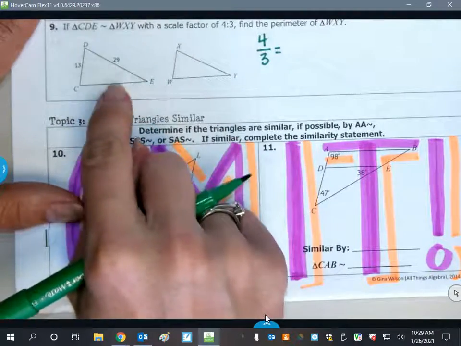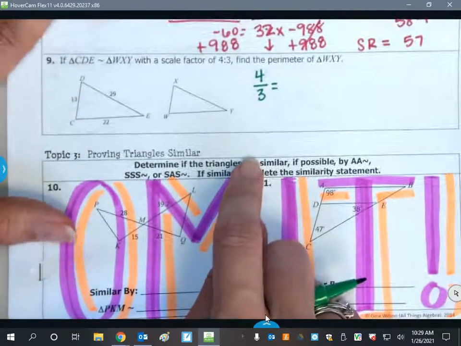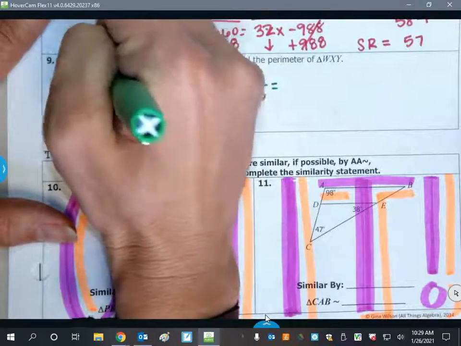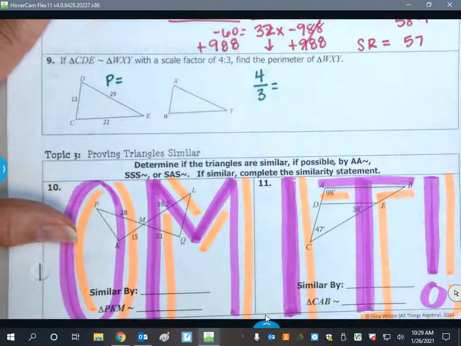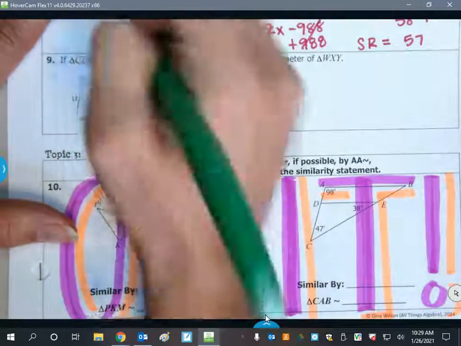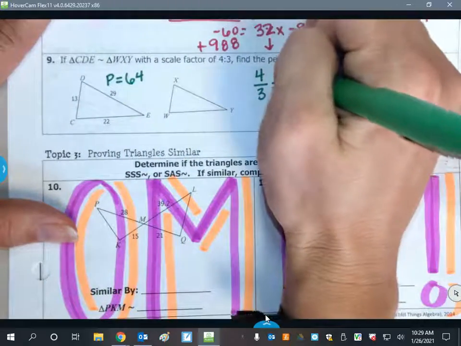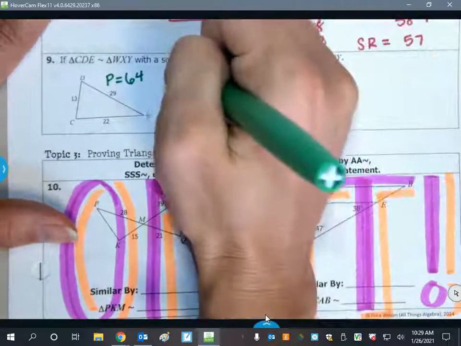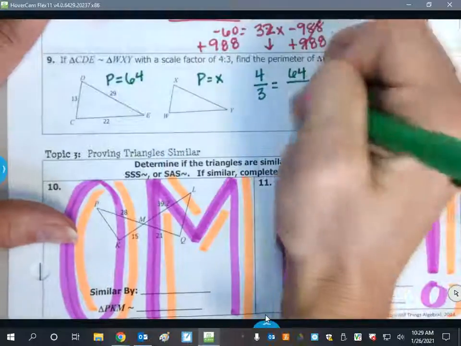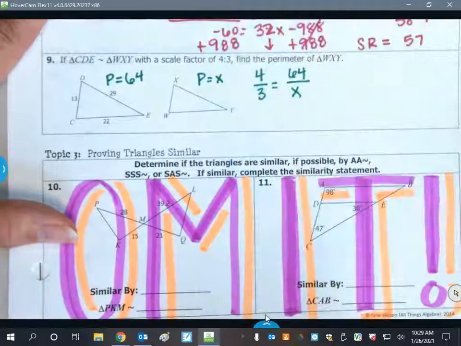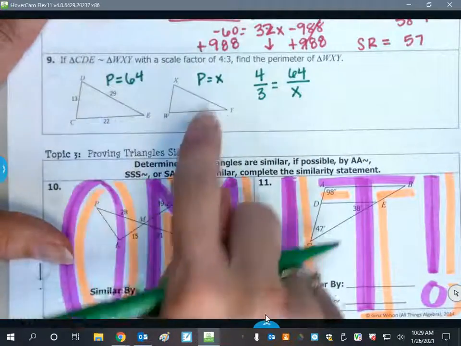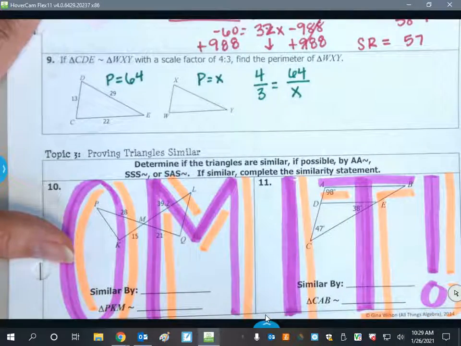So the first thing we need to do is find the perimeter of CDE. So to find the perimeter here, we add together 13 plus 29 plus 22. And that is 64. So the perimeter of CDE is 64 over the perimeter here is what we're looking for, so we're going to make that x. So you found the perimeter of this triangle, and you're looking for the perimeter of this triangle.